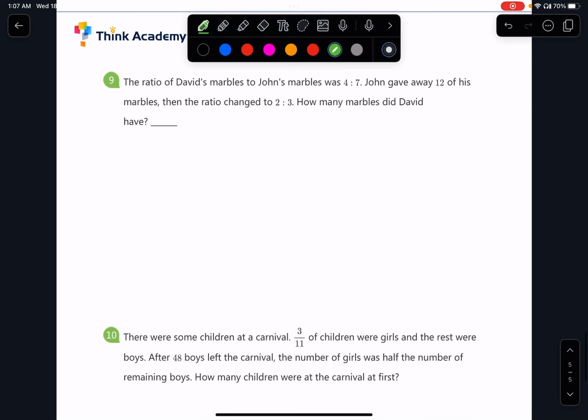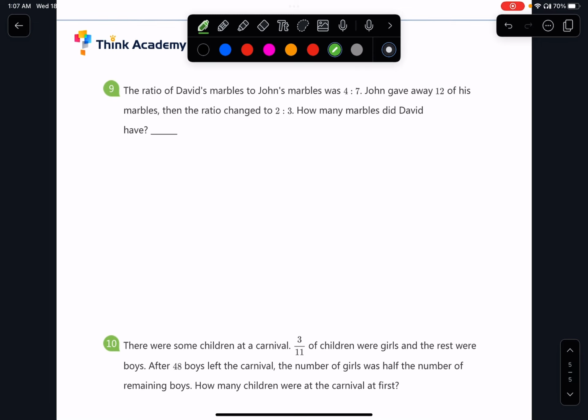Okay, so now we go to question 9. The ratio of David's marbles to John's marbles was 4 to 7. John gave away 12 of his marbles, then the ratio changed to 2 to 3. How many marbles did David have? Okay, so first there is the ratio between David's marbles and John's marbles. Originally, it is 4 to 7.